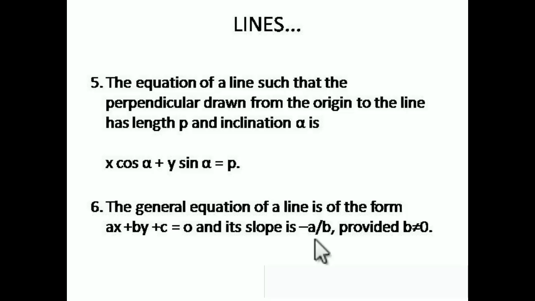Okay, see friends, if you have the intercept and the slope, then you are going to use y is equal to mx plus c. Okay, if you have one point and a slope, then you are going to use y minus y1 is equal to m into x minus x1.